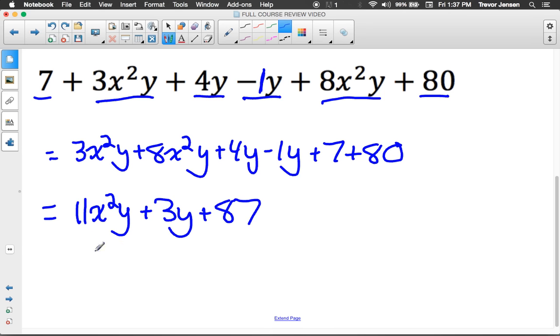And notice the order I wrote these in. You should do it in this order. The highest degree term goes first, and then it goes in descending order. This term is degree 3, right? 2 plus 1 is 3. This term is degree 1, and a constant term is degree 0. So the degrees should go in descending order.